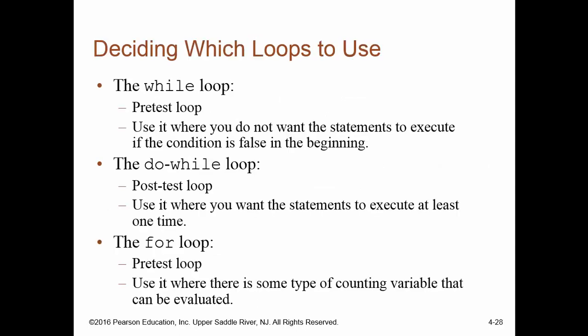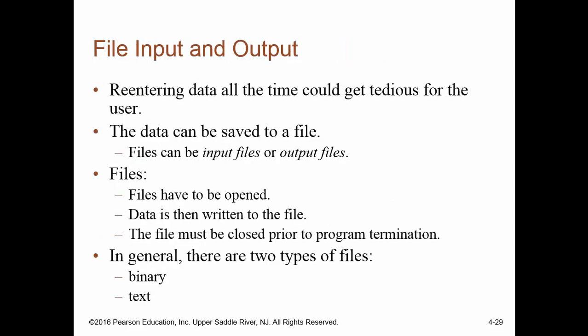So, which loop should you use? Well, as it says, the while loop and for loop are pretest loops, right? You want to use a while when you don't want the statements to execute if it's false to begin with. You use a for if you're doing some kind of a counting loop. You use a do while if you want to make sure that your code executes at least once. Quite often what I'll do is when I've got error code that I want to make sure runs so I can test it, I'll put it in a do while loop. And then once I've checked it and it looks the way it's supposed to, then I'll change it back to a while loop.